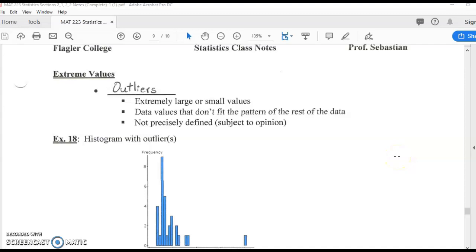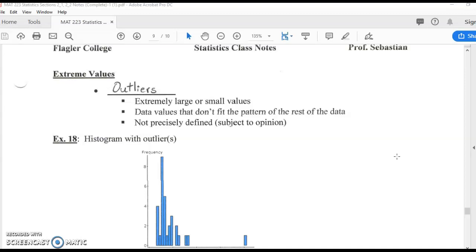Okay, here we are back again. We're now on page 16 of our statistics class notes. We're still in section 2.2, talking about how to summarize what we see with a numerical distribution. So remember, we're talking about shape, center, and spread, and we're still talking about shape.